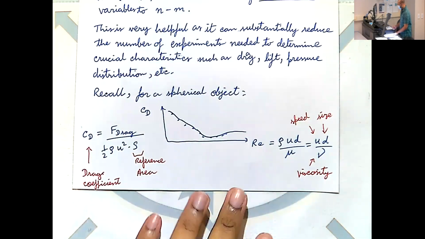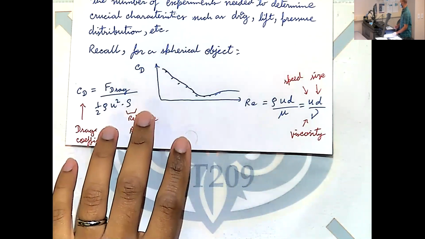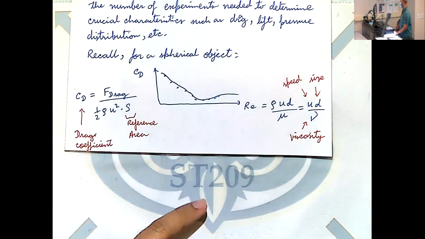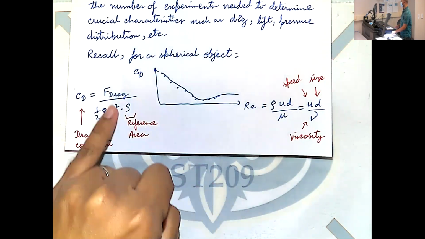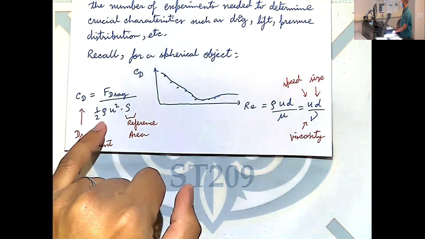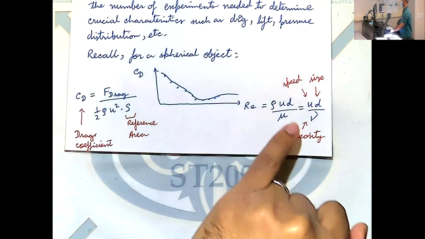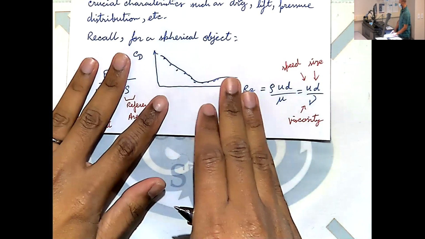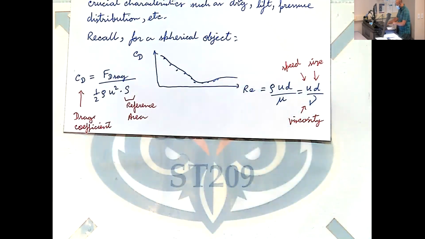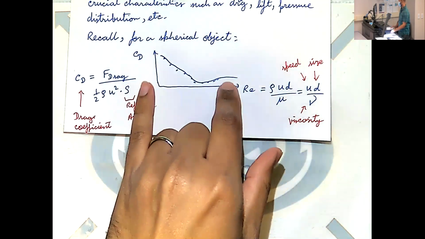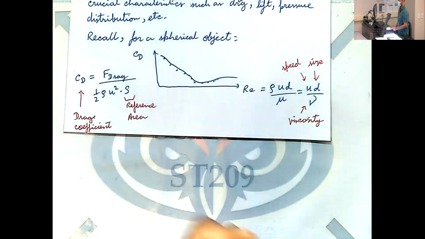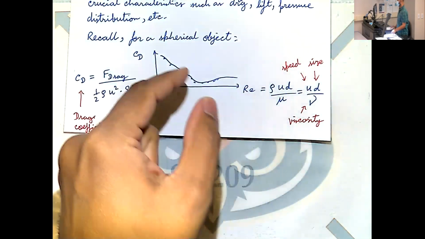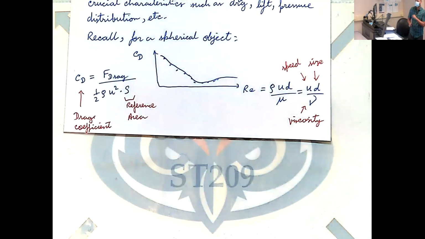And a spherical object of any size will follow this curve. See, the reference area gives us a way to account for the size. Rho gives us a way to account for the fluid. Nu is another way to account for the fluid. So just with these two numbers, we can describe the behavior of many, many different types of objects. This curve only applies for spherical objects. For a car, the curve would look very different, but the same concept remains. For a given Reynolds number, you would have the same CD.